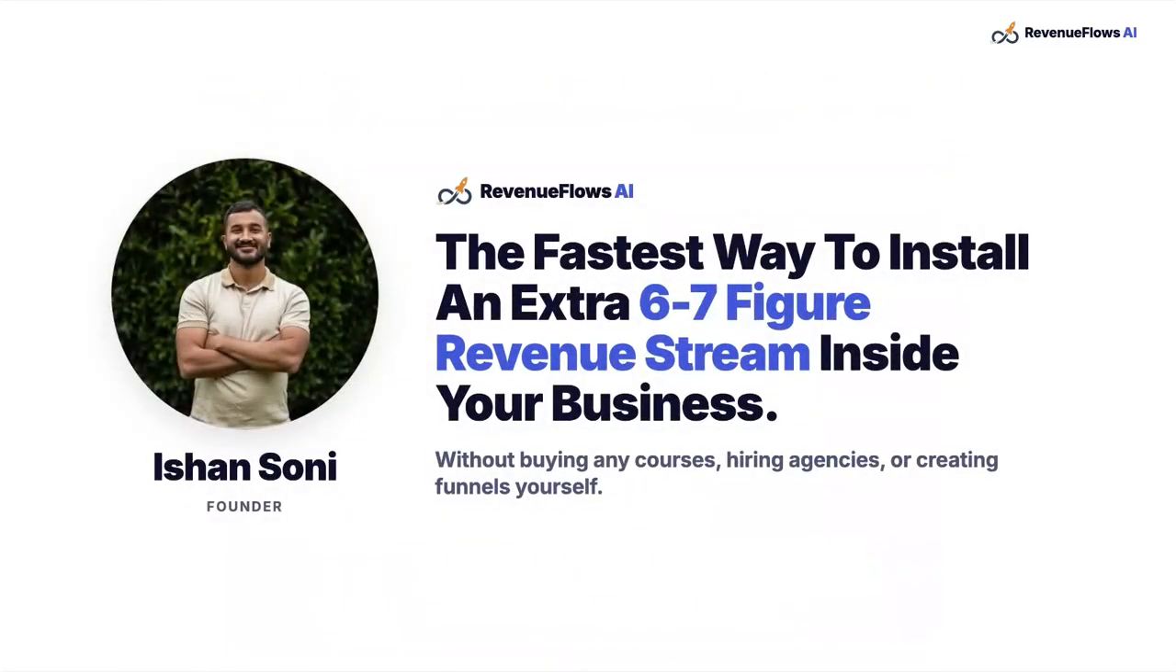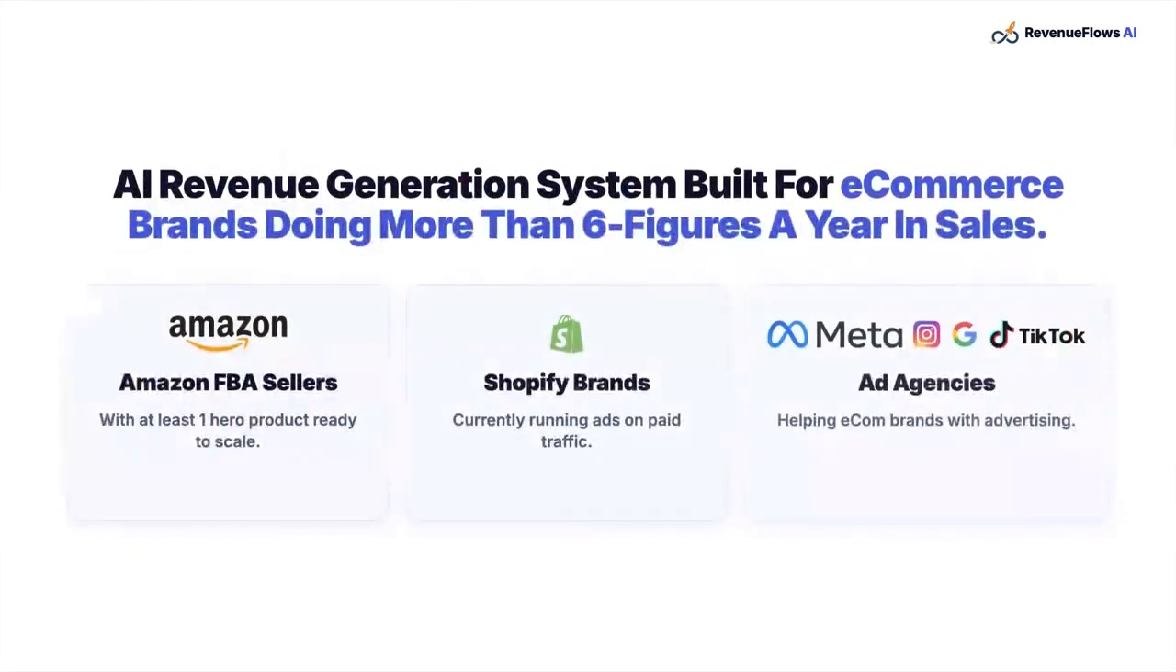Hi, my name is Ishan Soni, and in this video, I'm going to share with you the fastest way to install an extra 6 to 7 figure revenue stream inside your business without buying courses, hiring agencies, or creating any funnels yourself. Now, this AI revenue generation system has been specifically built for e-commerce brands doing more than 6 figures a year in sales. So if you're an Amazon FBA seller and you've got at least one hero SKU that's ready to scale, then what I'm going to be sharing with you is going to be the ultimate shortcut.